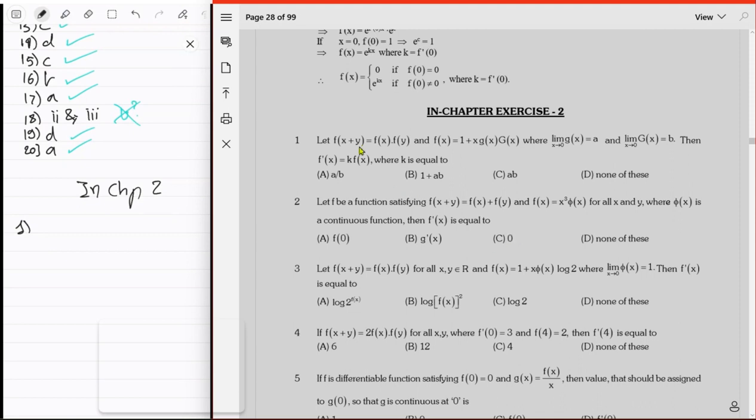Let f of x plus y be equal to f of x times f of y, and f of x is equal to 1 plus x g of x capital G of y, where the limit as x tends to 0 of g of x is a, and the limit as x tends to 0 of capital G of x is b. Then f dash of x is equal to k f of x, where k is equal to what?